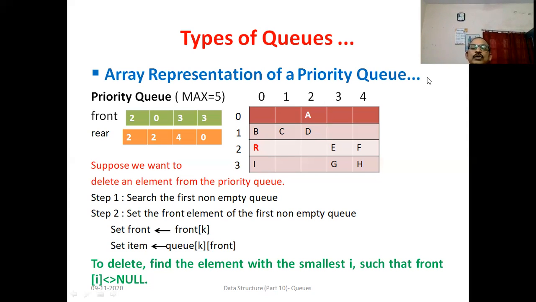In this way, you can delete items from the priority queue. In a nutshell, we can say that to delete an item from a priority queue, find the element with the smallest I such that front I is not equal to null. So this way we can perform the addition and deletion operations on a priority queue. Is it clear?